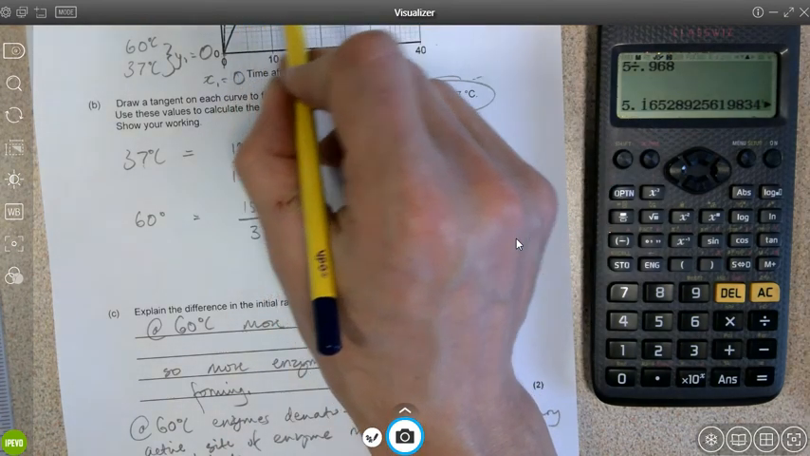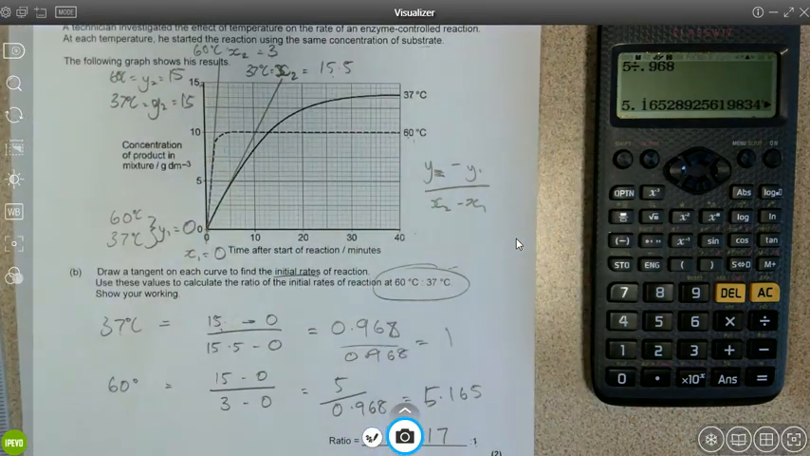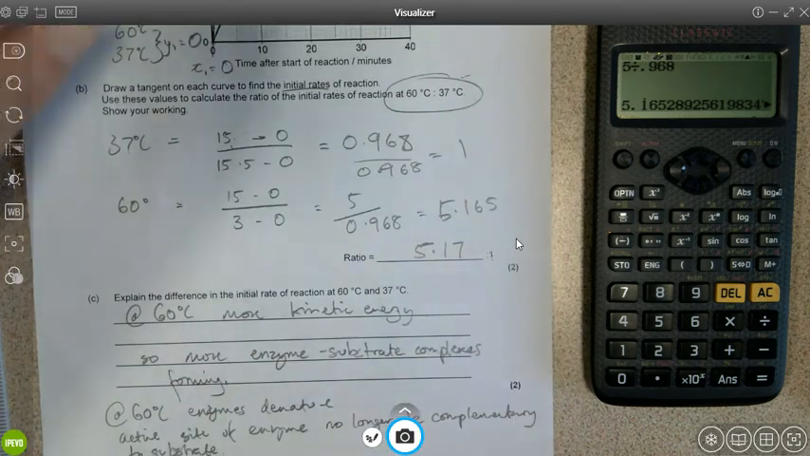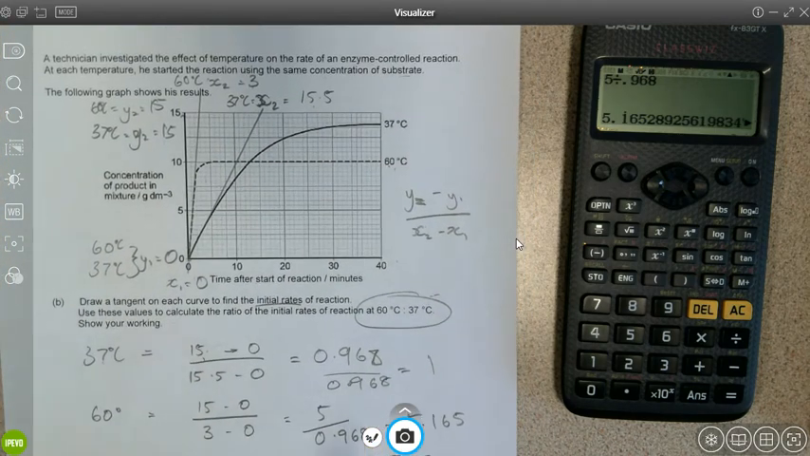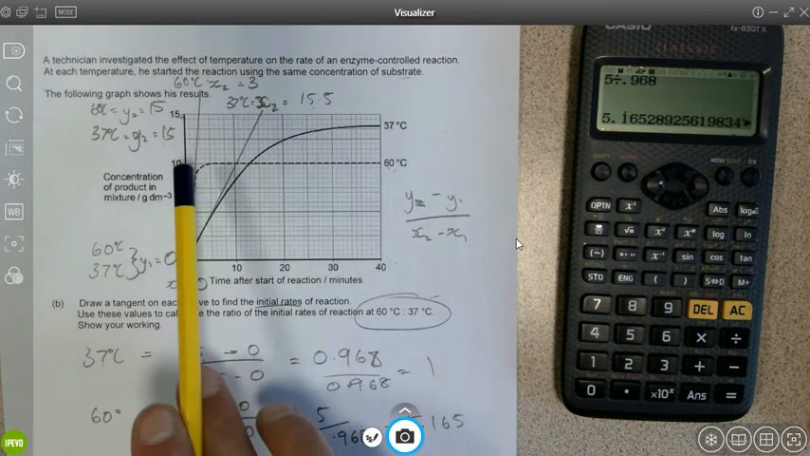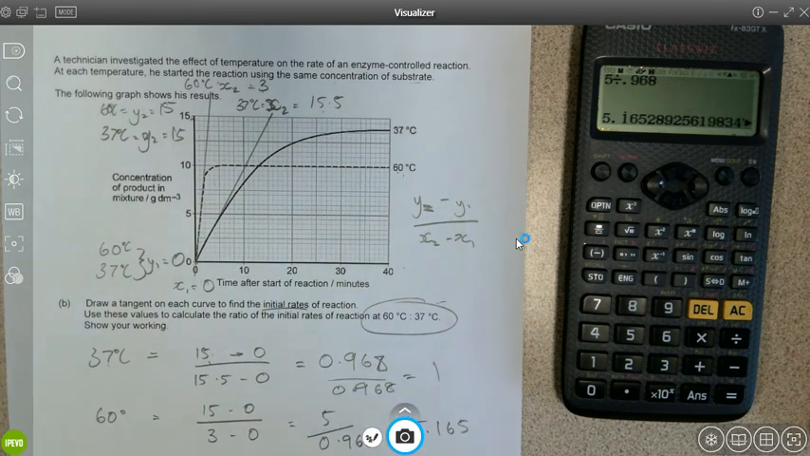Okay, so we can see that the reaction stops sooner on this graph. The reaction stops sooner because of these two factors. At 60 degrees, the enzymes denature and the active site is no longer complementary. Another question that might be asked about this is why are there different concentrations of product? And the reason for that, at 60 degrees, that reaction has stopped prematurely due to the denaturation of the enzyme and the change to the shape of the active site. So not all of the substrate has been converted into product.